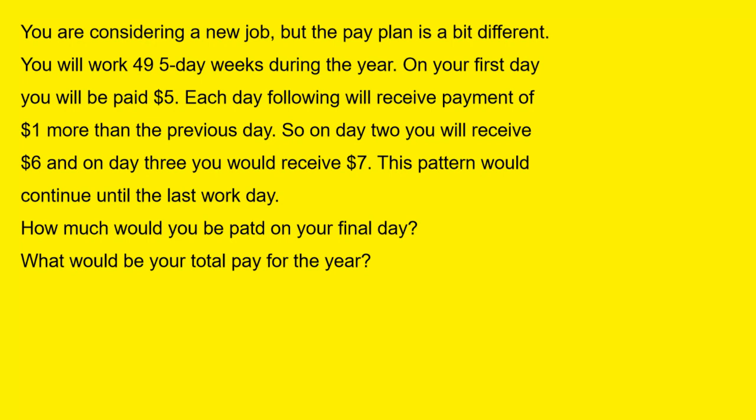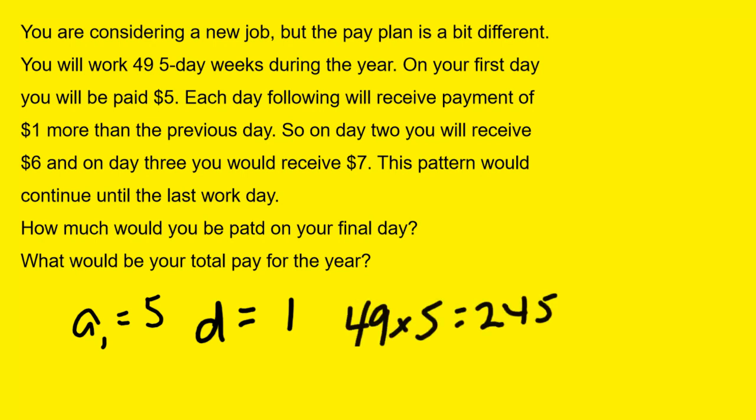So looking at our problem, we know that the first term is 5. We know the common difference is 1, so it's an arithmetic sequence and series. And there are 49 weeks of 5 days working. That's 245 total pay days we'll get, 245 pays. So we're wanting to know how much do we get on the 245th day? And what's the sum of the first 245 days?